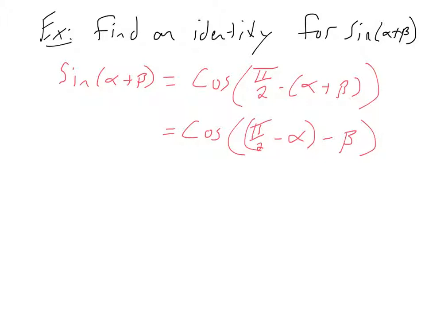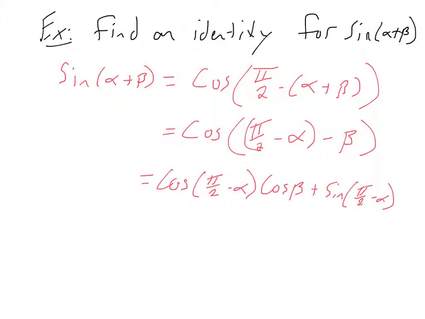And so then we'll go ahead and apply the cosine difference identity. We'll end up getting cosine of pi over 2 minus alpha cosine beta plus sine of pi over 2 minus alpha sine beta, right? And then cosine pi over 2 minus alpha is just going to be sine of alpha, right?